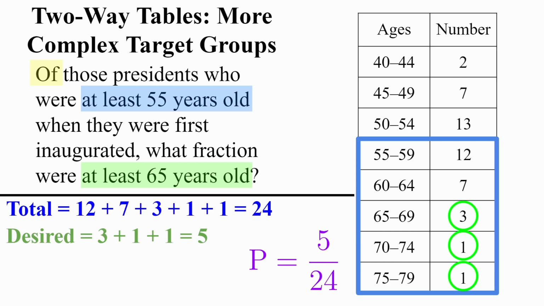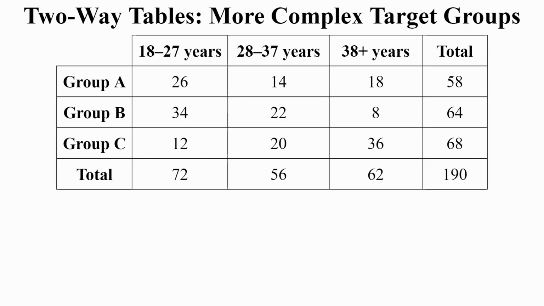So very tricky. It's like, oh, wait, so it's not just a row or column that could be a target group. Maybe it could be part of a row or part of a column. Very, very tricky. Okay, here's one the SAT loves. They give you some very big two-way table, and they expect you to pick out a very wacky target group.